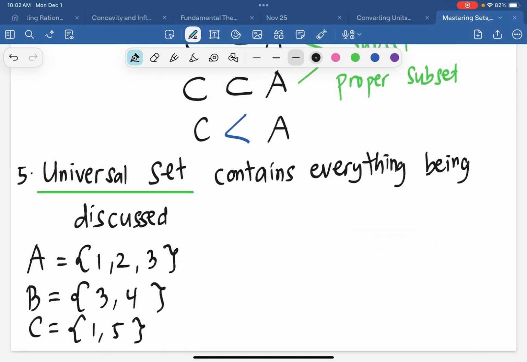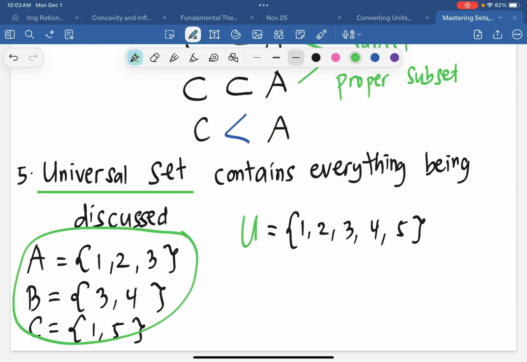Next term, we have the universal set, which contains everything being discussed. Now, let's have three sets here. Set A having the elements 1, 2, 3. For B, we have 3, 4. For C, we have 1, 5. Which means that the universal set, which we denote as U, is equal to all of the elements given. So we have 1, 2, 3, 4, and 5. So basically, all of these sets and elements came from the universal set.